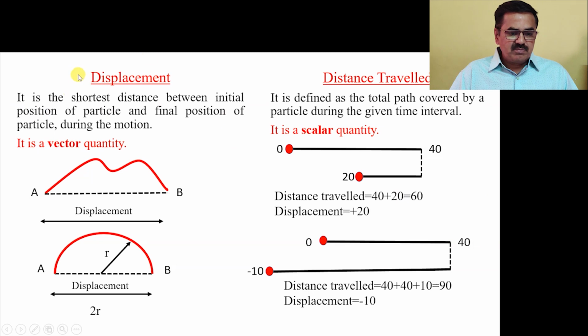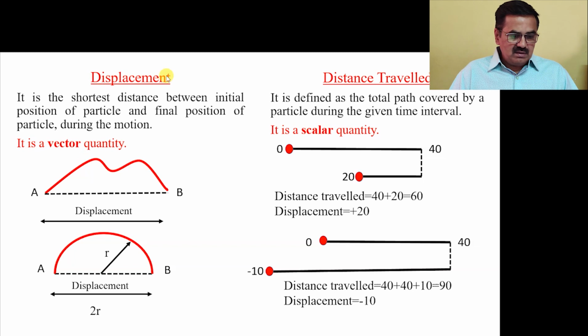Then the next important terms are displacement and distance traveled. Purposely, these two terms are written opposite to each other so that one can clearly differentiate between them. So what is displacement? Displacement is the shortest distance between the initial position of a particle and its final position during its motion. Displacement is a vector quantity. To define a vector completely, we have to mention its magnitude as well as direction.